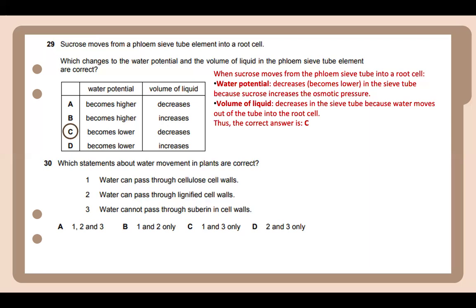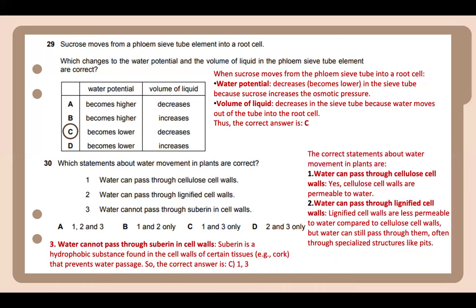Which statements about water movement in plants are correct? The correct statements about water movement in plants are: water can pass through cellulose cell walls. This statement is correct. Yes, cellulose cell walls are permeable to water. Let's look into statement number 2. Water can pass through lignified cell walls.